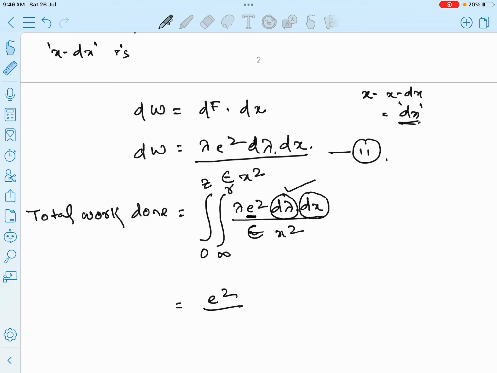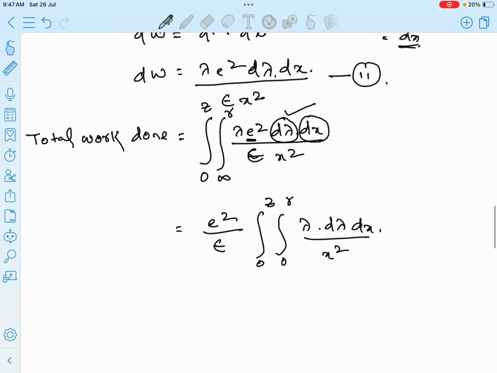And as we consider the solvent to be continuous in nature, it is distributed evenly, uniformly. Therefore, the property of the solvent, that is the dielectric constant, would also have a similar value. Therefore, this would be a constant value that we can remove from the integration. So this would have 0 to z, 0 to r, and the rest of the terms, lambda d lambda dx by x square.